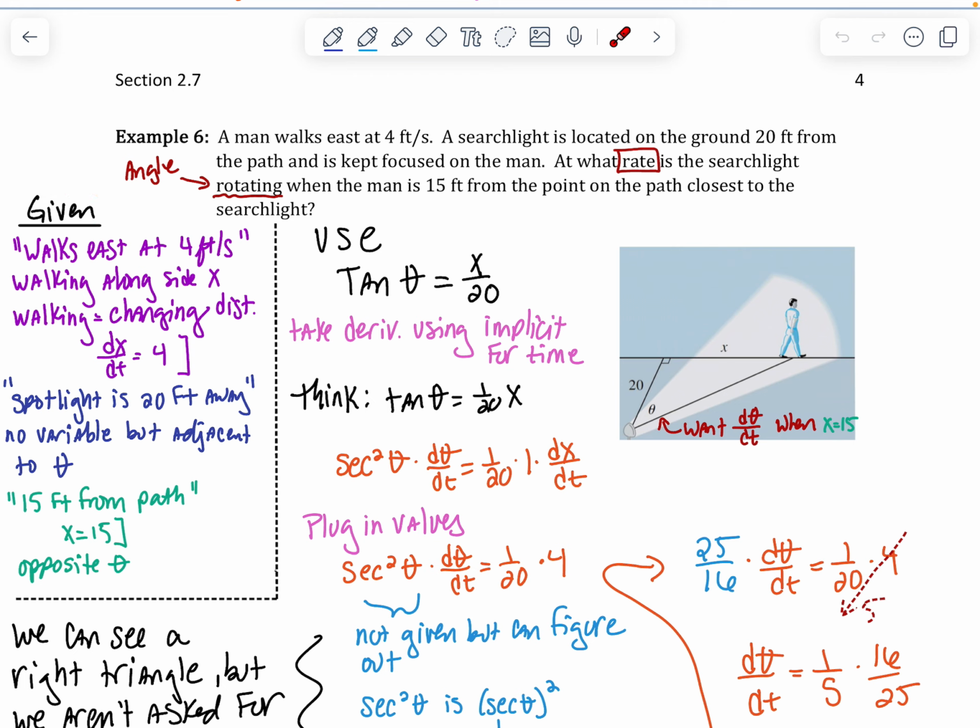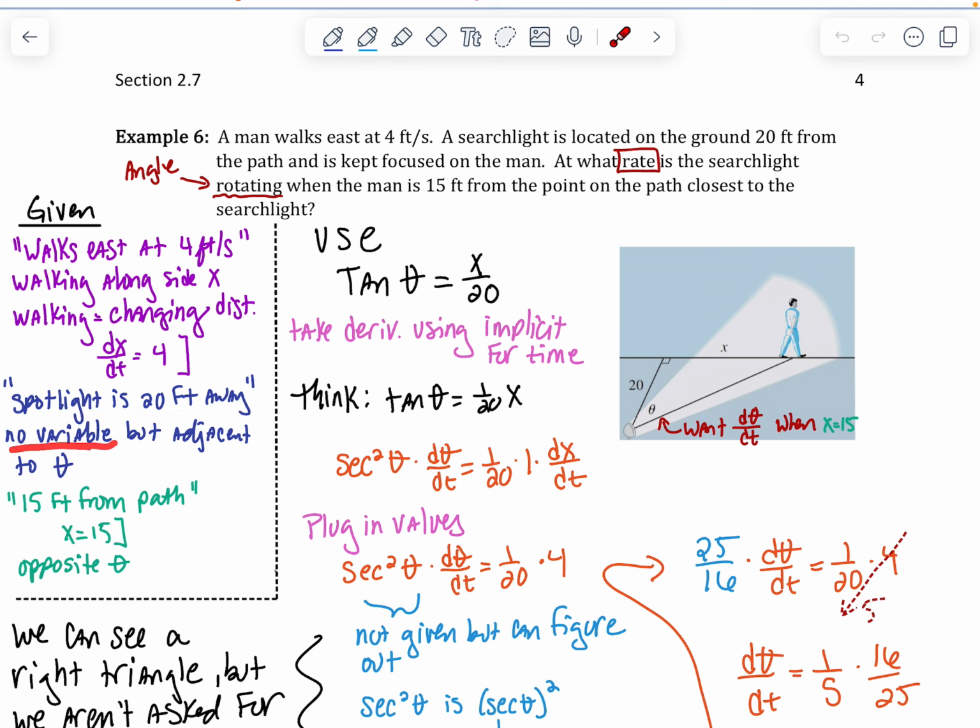But let's go back and start with all the given information. The man walks east at 4 feet per second. So we're seeing that the man is walking along the side of this triangle that is x. And because walking is a speed, it's not just x equals 4, it's dx/dt, because his time is changing, and because he's walking away, his distance is getting bigger, so it will be positive. We're also told up above in the question that the spotlight, or I changed it to spotlight from searchlight, is 20 feet from the path. So the spotlight is 20 feet away.